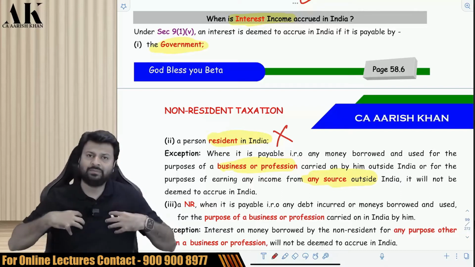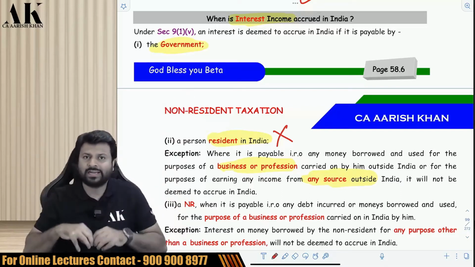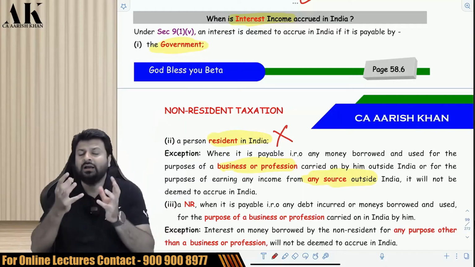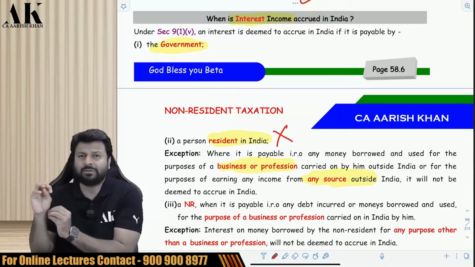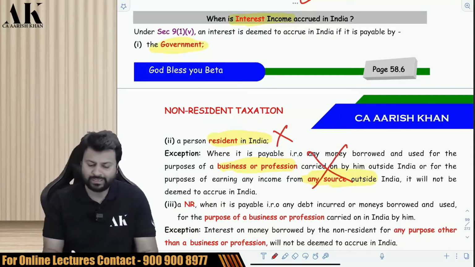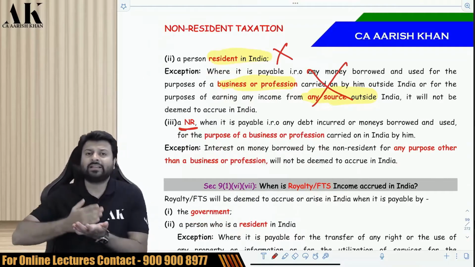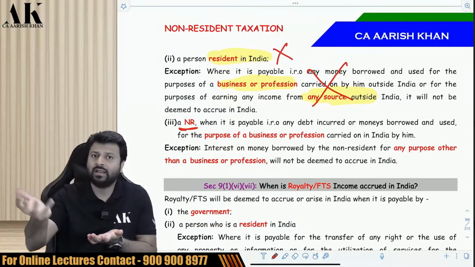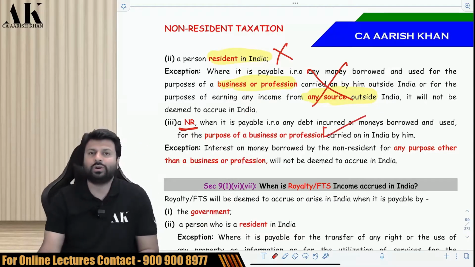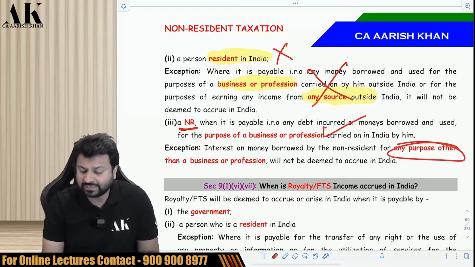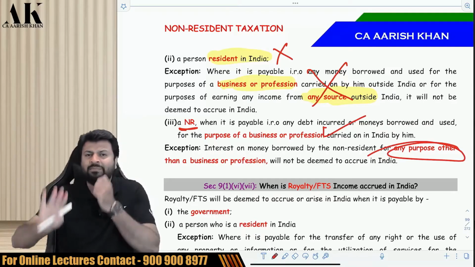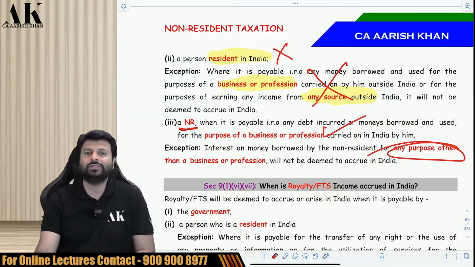For example, I am a resident and I am taking a loan from a non-resident and I am using that loan in India, then that interest is deemed to accrue or arise in India. But if I am using that loan in Sri Lanka for the purpose of business, or for any other purpose, then it is not deemed to accrue or arise in India. Similarly, when interest is paid by one NR to another NR, and if the money is used for business purpose in India, then it is deemed to accrue or arise in India. But if it is used for other purposes in India, for the purpose of investment in shares, debentures, or banks, then it is not deemed to accrue or arise in India.